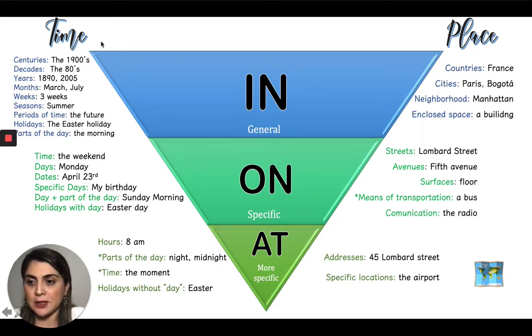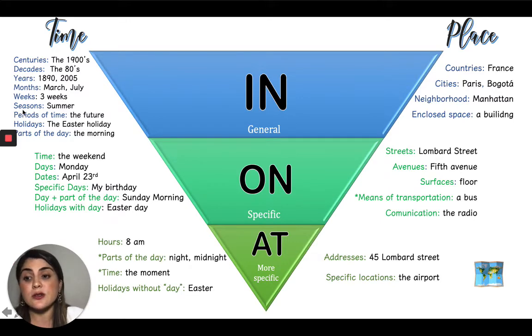Then we have time. When we talk about time, again, the longest moments we have are the centuries, the decades, and the years. So when you mention the 20th century, you say in the 80s, in the 60s, in the 70s. And when you mention the year, you also say in 2020 we have the pandemic, something like that. And when you mention the month, too: in March, in July, Halloween is in October, for example. And with weeks: in 3 weeks, in 1 week is my birthday, or something like that.